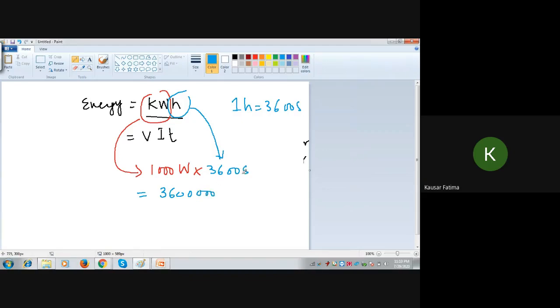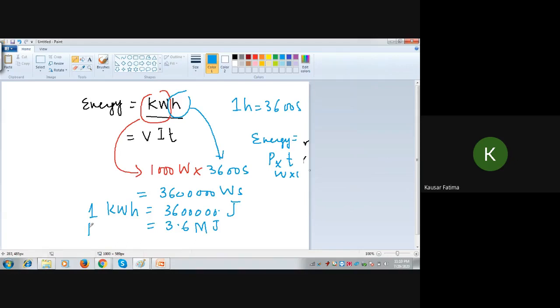3,600,000. Now second. So watt into second is joule, because energy is equal to power multiply time. So watt into second is joule. So what is an equivalent of 1 kilowatt hour? 3,600,000 joule. Or if you shift the decimal here, it is equal to 3.6 mega joule, okay. So this is the equivalent of 1 kilowatt hour.